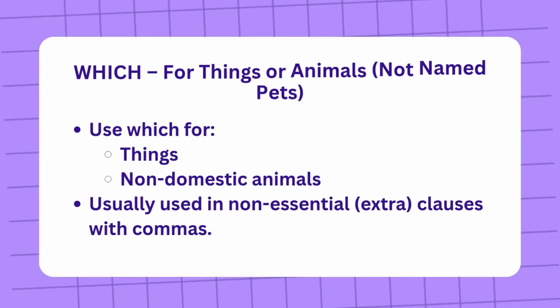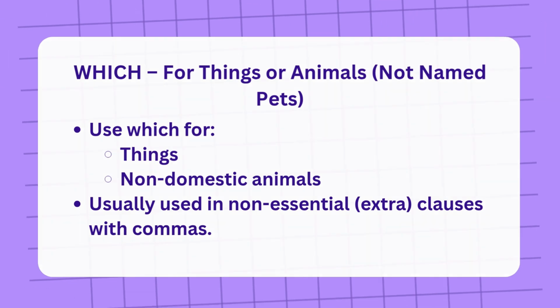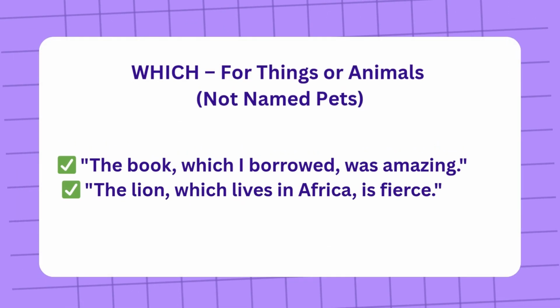Remember, we always use which when referring to things or animals in general, not for people, and not for pet animals like Rocky. For example, the book which I borrowed was amazing. The lion which lives in Africa is fierce. Usually when there are extra clauses, we put commas and in that case we can use which as well.